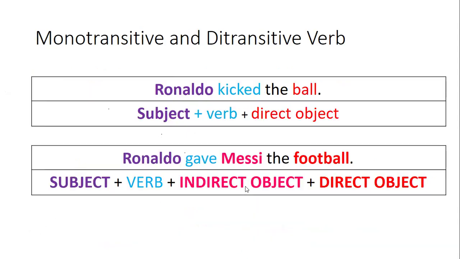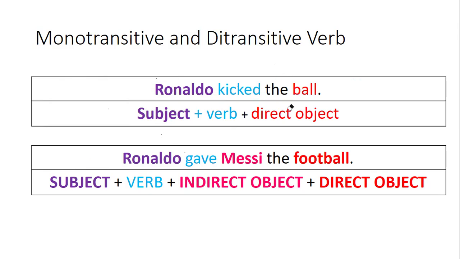So let's go. Ronaldo kicked the ball. Ronaldo is our subject because the whole statement is revolving around Ronaldo. Ronaldo, what action did he do? He kicked. So this is our verb. And it's transferred to what? The ball. The kicking was done to the ball. So the ball is our direct object.